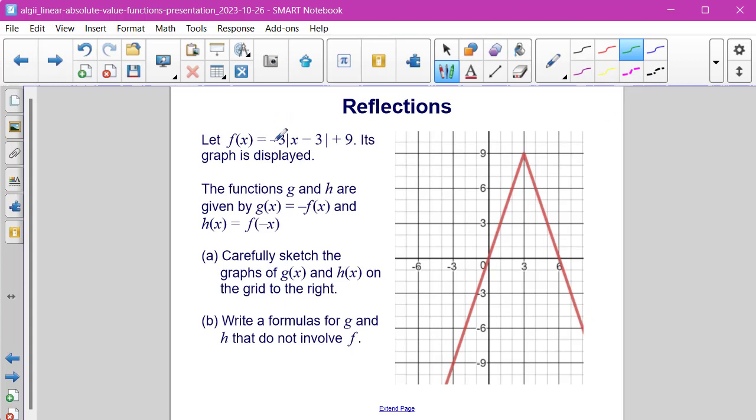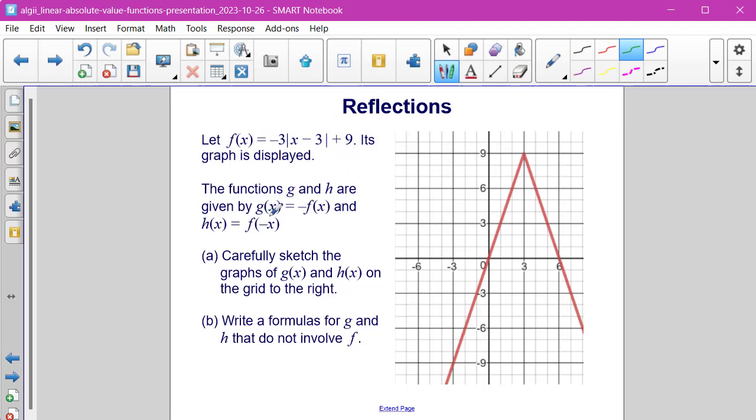We're going to let f of x be equal to -3 times the absolute value of the quantity x minus 3, and then plus 9. Its graph is currently displayed. The functions g and h are given by g of x is equal to negative f of x, and h of x is equal to f of negative x. Carefully sketch the graphs of g and h on the grid to the right, and also write the formulas for g and h that do not involve f, and otherwise put them in terms of the absolute value.